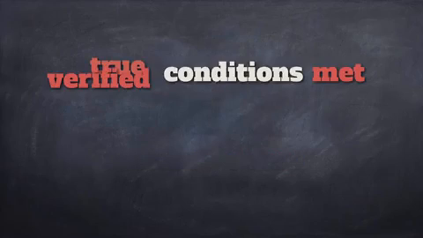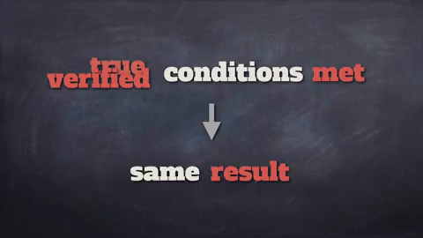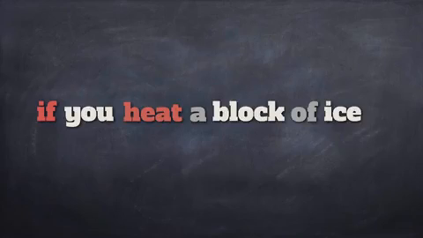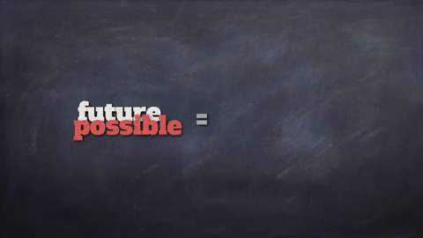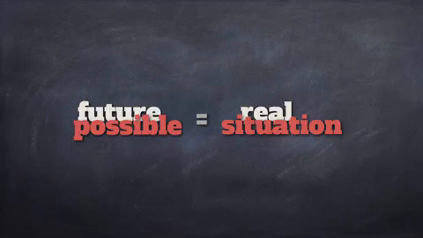We could express the same idea using a first conditional, one that combines a present condition with a future outcome. If you heat a block of ice with a blowtorch, it will melt. When I was a young student, we called this conditional future possible because it actually expresses a real possible situation.